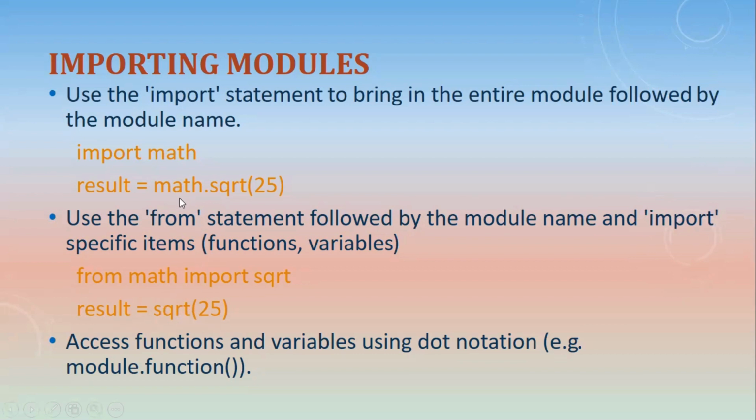Above here, we have written math.sqrt. But now that we have specifically included that function of that particular module in our program, we can simply write the function name, which is sqrt, right? So we can access functions and variables of a particular module after importing that module using dot notation, as I have already mentioned. Module name, dot, function name, and then of course brackets and the parameters, right? Simple.